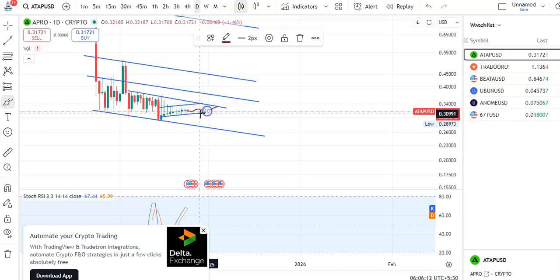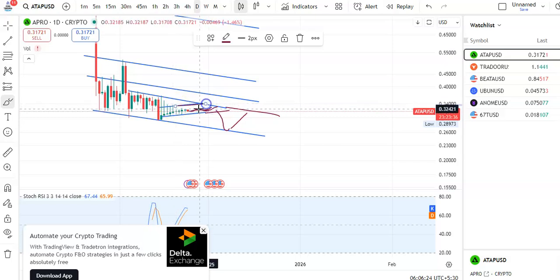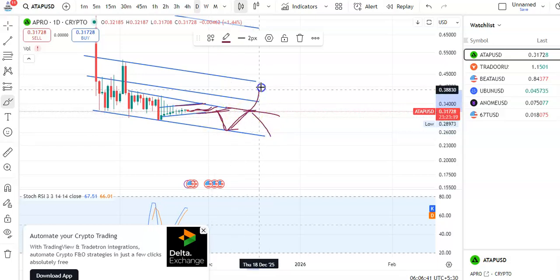If a breakout happens from this channel pattern, then candles may come down to support, and then it may start moving towards this resistance level. As of now the candles are continuously moving in this uptrend channel pattern. Support is around 0.26465, and the resistance is around 0.31817, and then a fall may take place. In case it gives a breakout, then it may move to this resistance level, which is around 0.41237.